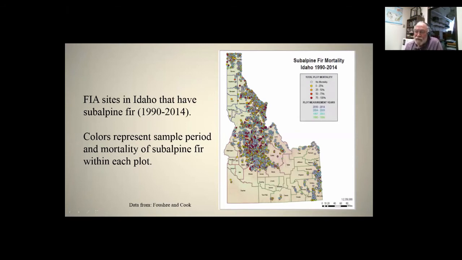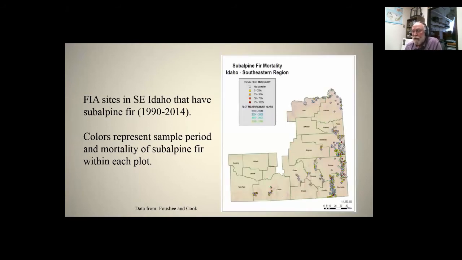The colors represent different sample periods, and one of the problems that we have is in doing the mortality measurements, balsam woolly adelgid was not one of their mortality factors that was listed for quite a while. Laura or Danielle can correct me if I'm wrong, but that is now changing, and balsam woolly adelgid is one of the mortality factors being looked at.